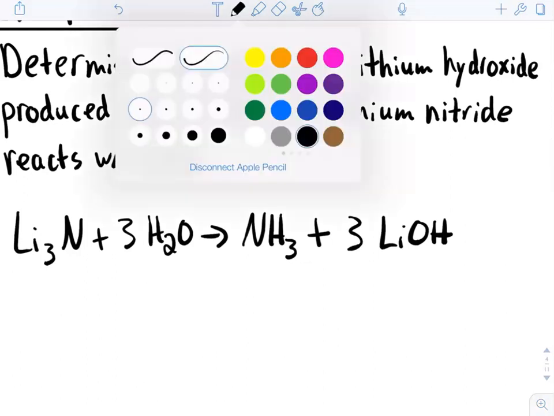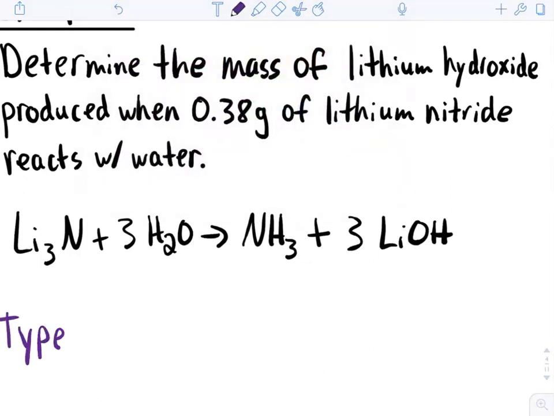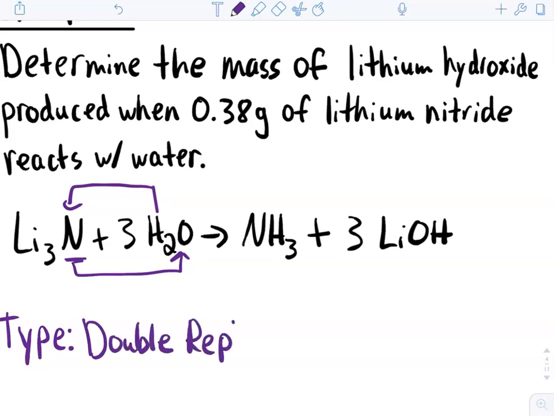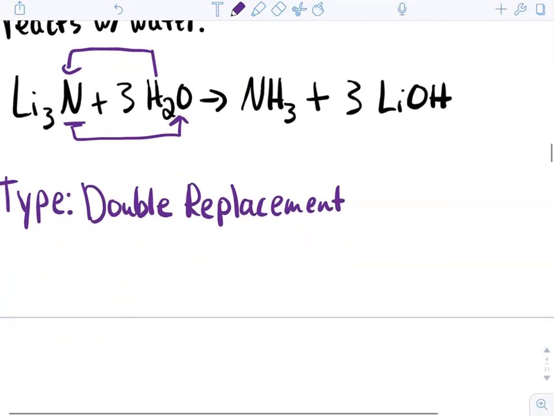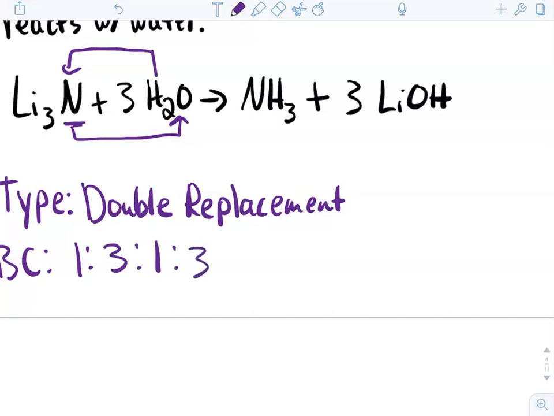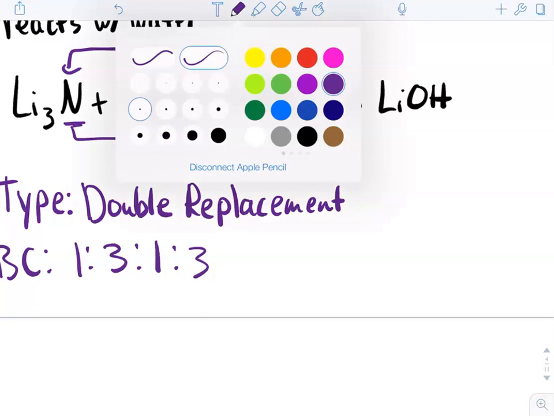Now, the first thing that we need to do is figure out the type of reaction. If I look at this one, I'm going to see that the N comes over here with an O and an H. Then this H comes over with the N. So my type would then be double replacement, and you can abbreviate that. My balanced coefficients, or if you want to just say BC, that's fine, are going to be 1, 3, 1, and 3. Okay, and then we're going to use our guess method.